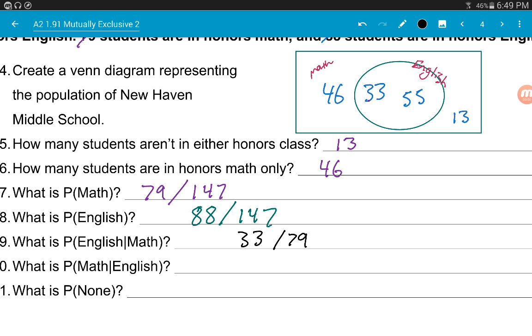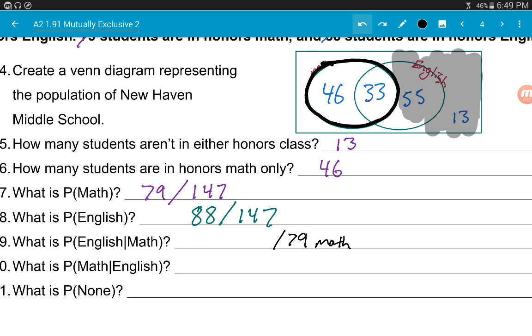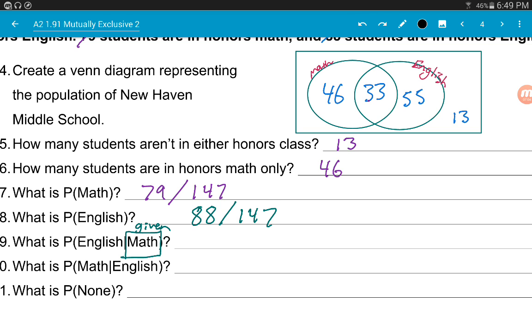Yep, it looks like I'll be drawing a new circle. Or just backing up all the way. There we go. Alright, so it was 33 out of 79. So given English, if we're given that they're in English, that means we're locked into that section. So given English means that we are only talking about inside here. Well, how many are inside of there?